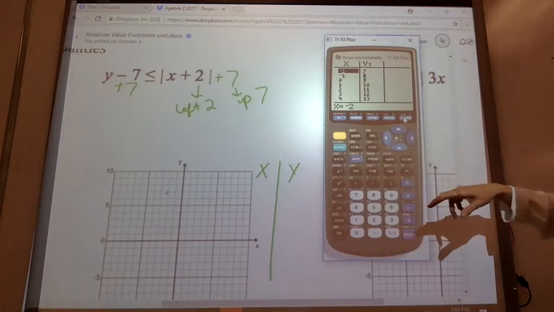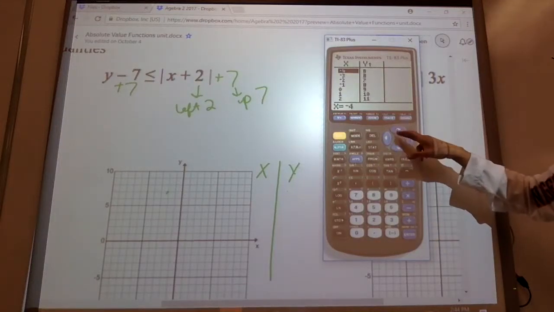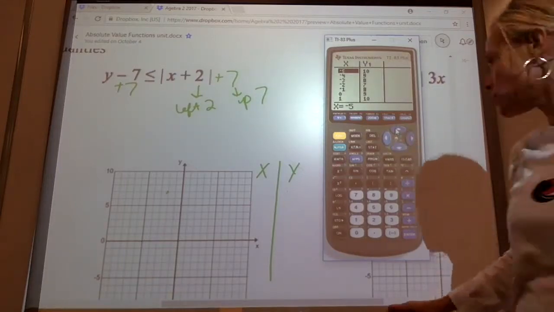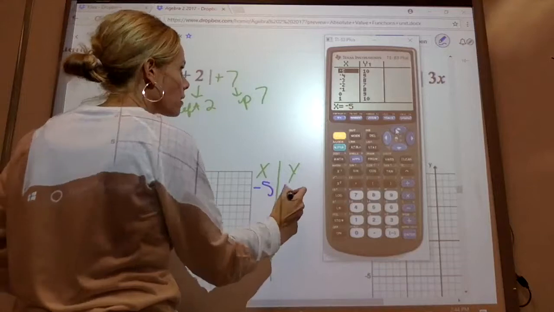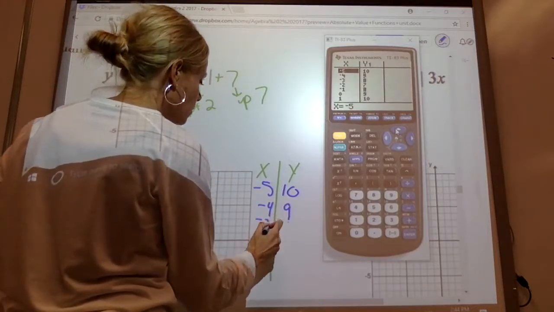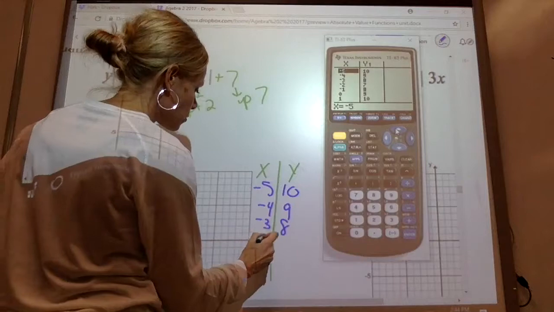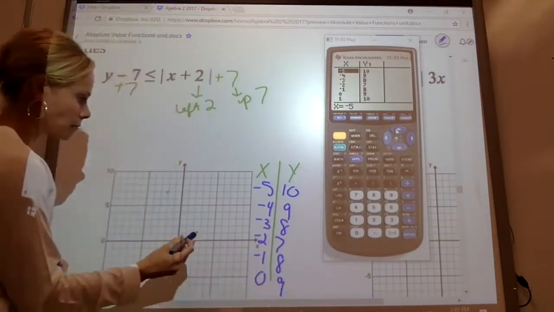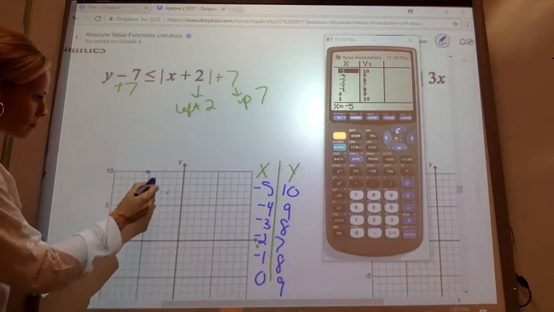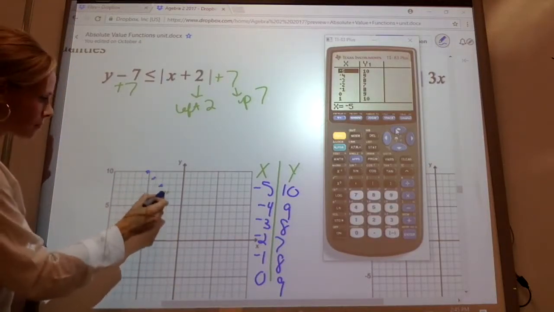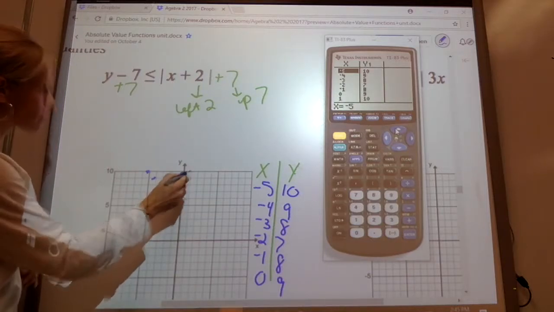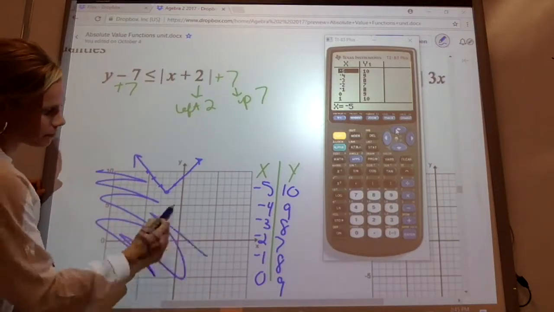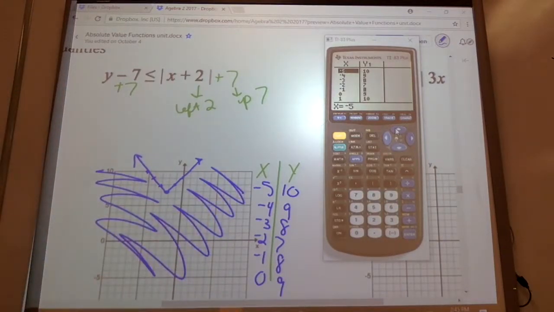Find some points, so second graph. Where's some symmetry here? There's some symmetry. So negative 5, 10, negative 4, 9, negative 3, 8, negative 2, 7, negative 1, 8, 0, 9. And this is going to be solid again and shade below.